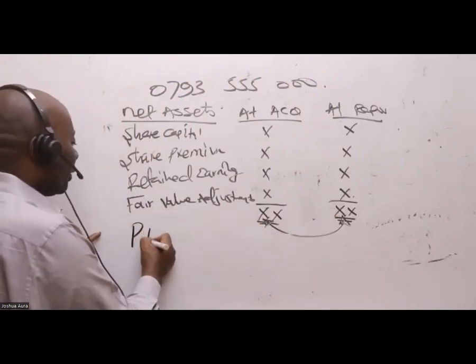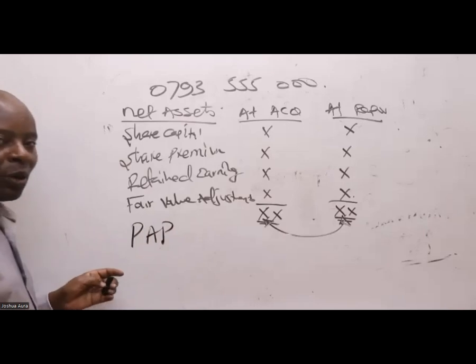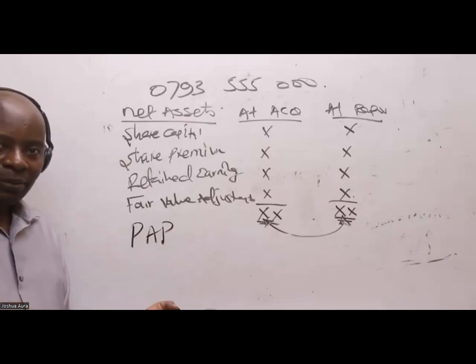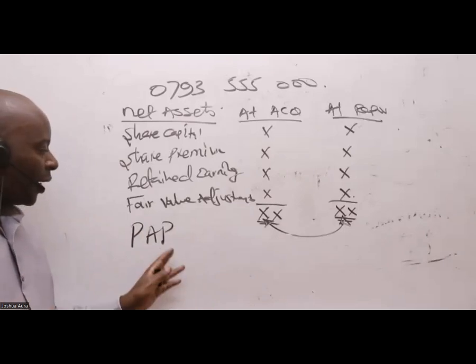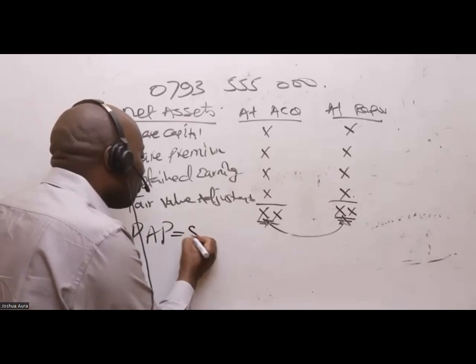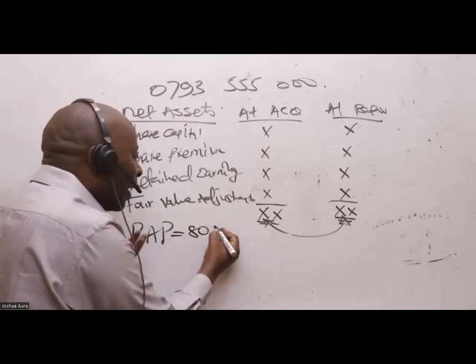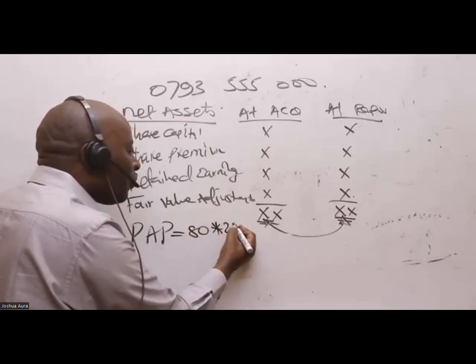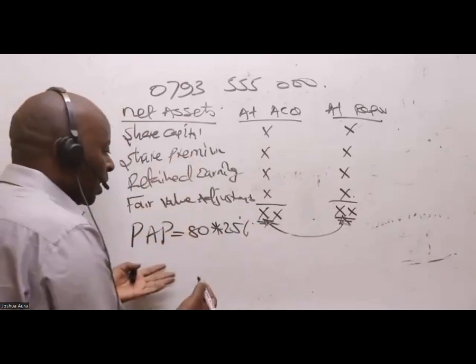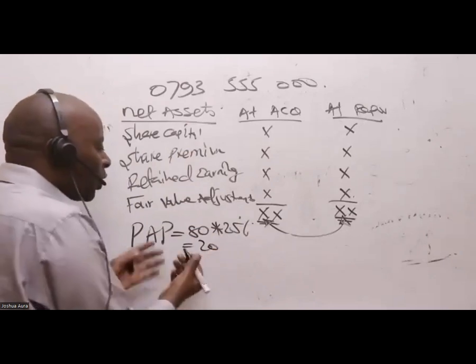So remember, when you subtract these two, you shall be able to get what we call post-acquisition profit. Changes in the net assets between the two time differences is what we shall call post-acquisition profit. So if, for example, the post-acquisition profit here is 80, and we happen to have 25% of the associate, 25% of this is 20. So our share is 20.